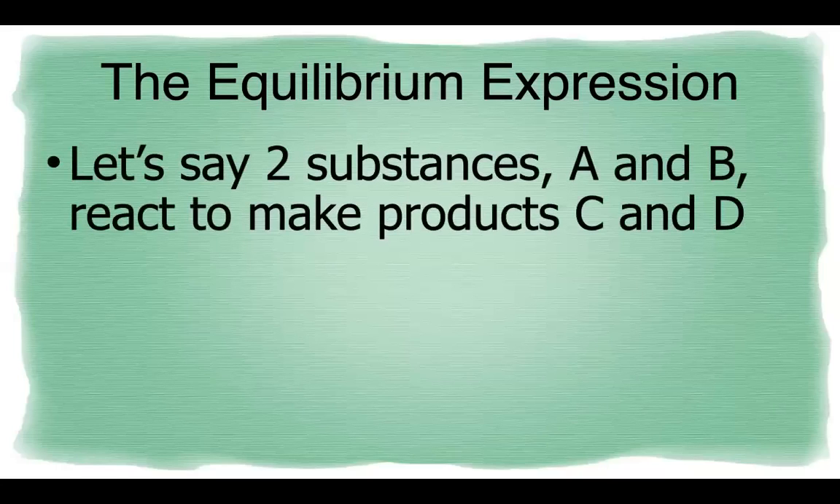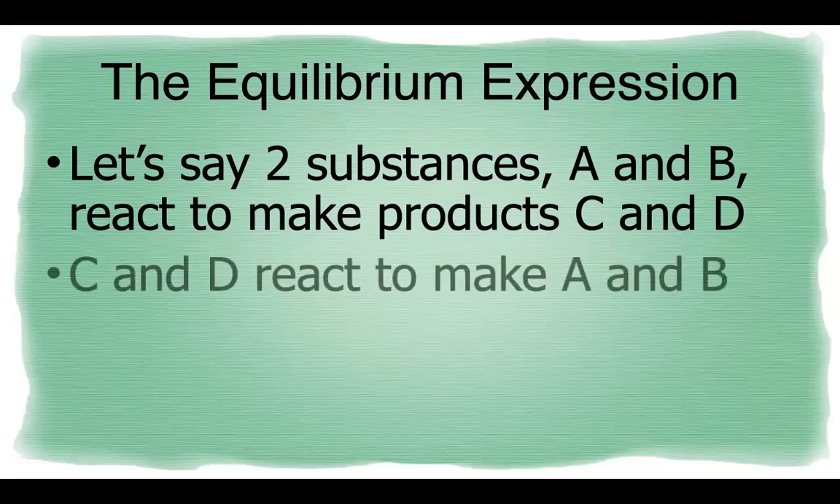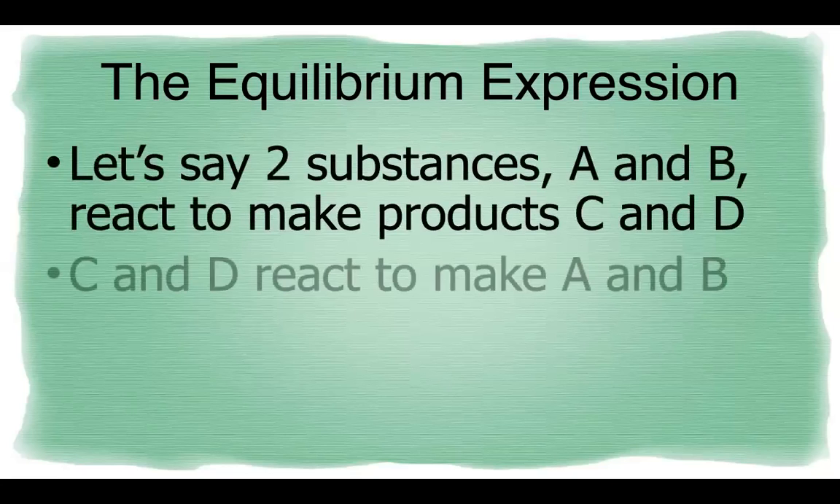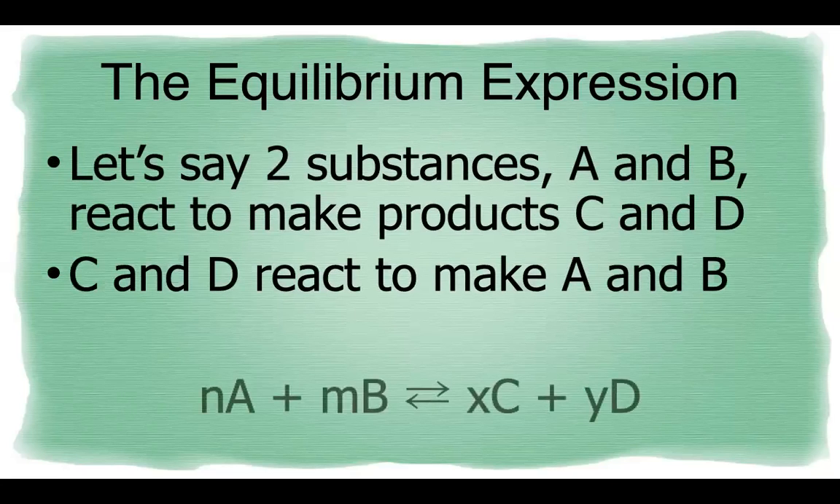Okay, so we're going to get to something called the equilibrium expression. We're going to go through it using a generic example. Two substances, A and B, react to make the products C and D. C and D can then react to remake A and B. Oops, backwards. I'm going to use N, M, X, and Y for coefficients, because in the equilibrium expression, they're going to be raised to the power of their coefficients. So they each get their own. This is the overall reaction that you would write.